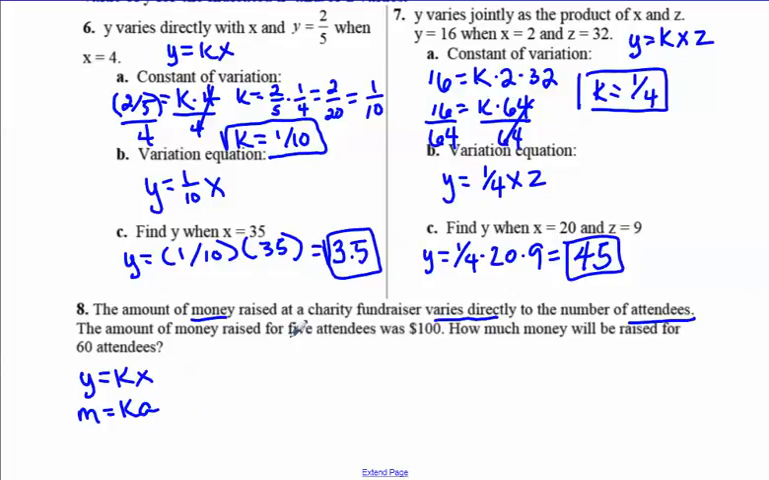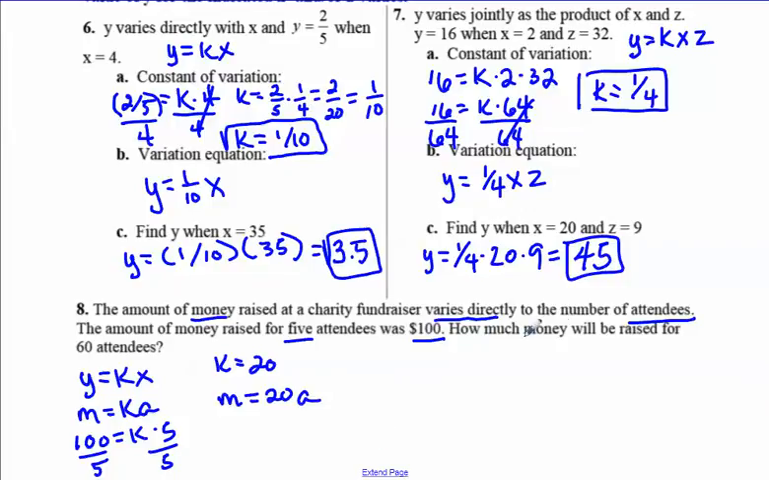The amount of money raised for 5 attendees was $100. So I'm going to put 100 for the money equals K times 5, and now get K by itself by dividing by 5 on both sides. So I get that K equals 20. And now my equation is going to be money equals 20 times attendees.